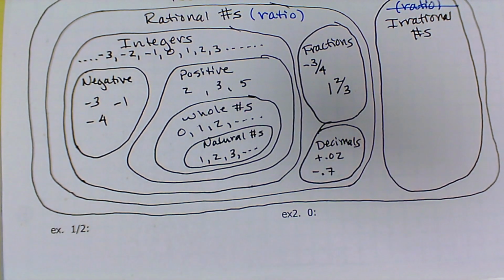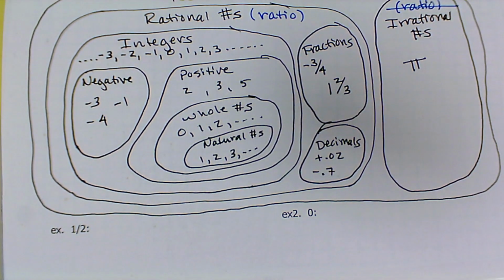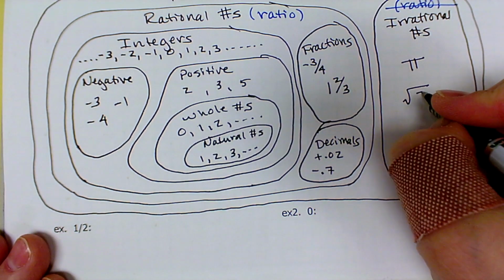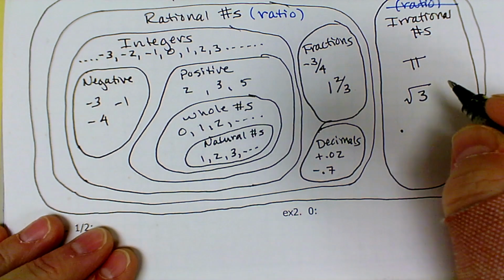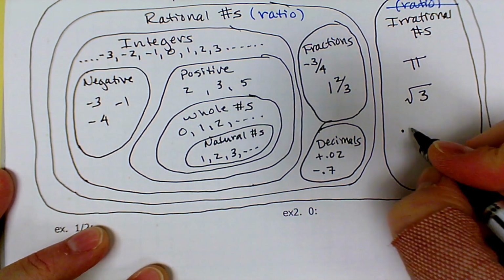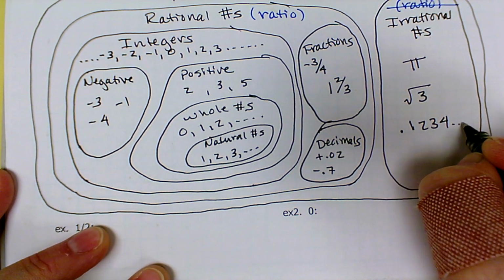Okay, I forgot to fill in irrational numbers. Pi is an irrational number. It can't be shown as a fraction. Anything trapped in a radical is irrational. And anything that is non-repeating, non-terminating, which means never ends, never repeats. So like 1, 2, 3, 4, and keeps going.